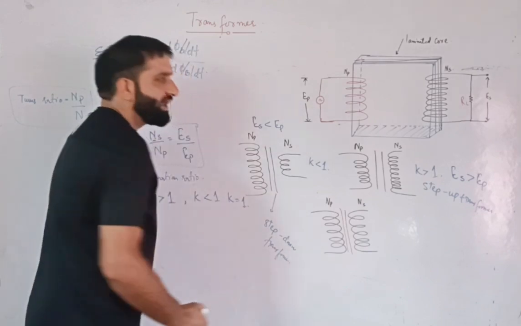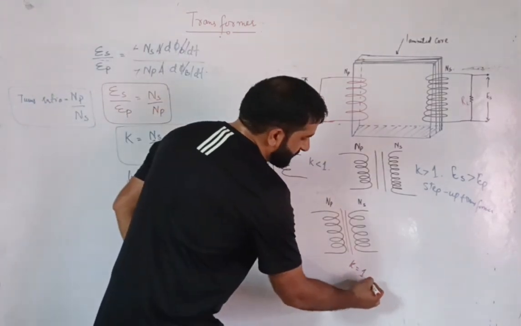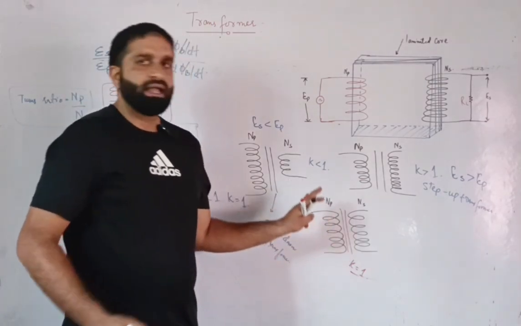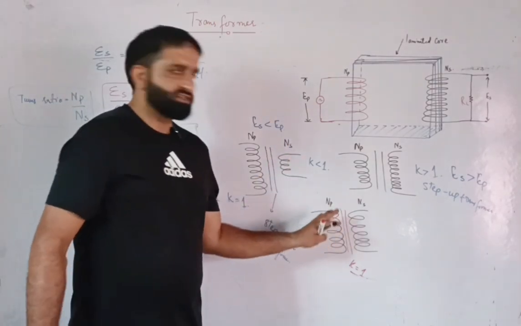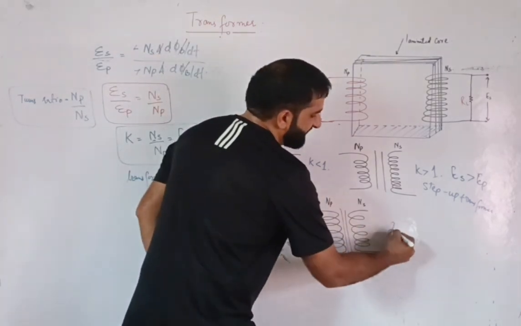We have also got transformers where K is equal to 1. Here we have a 1:1 transformer. And what is the benefit of this transformer? This transformer acts as a filter for DC.